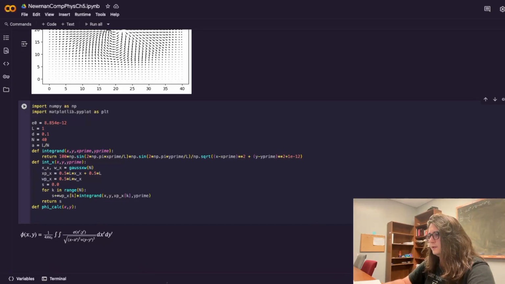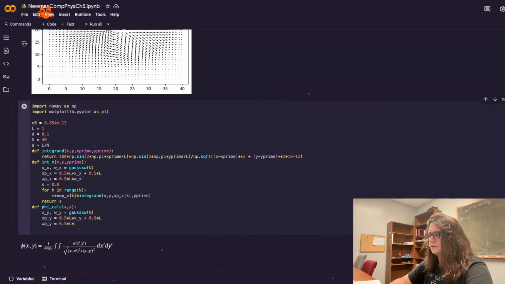And what it's going to do is the y integral now of the integrand, which means the y integral of the x integral. So wy equals gaussxwn, xp_y equals 0.5 times L times x_y plus 0.5 times L, wp_y equals 0.5 times L times wp, not wp, w_y.